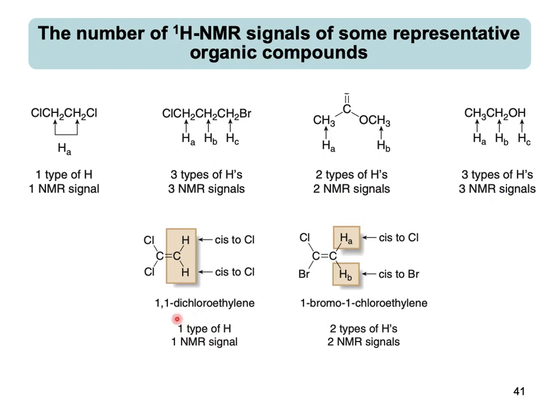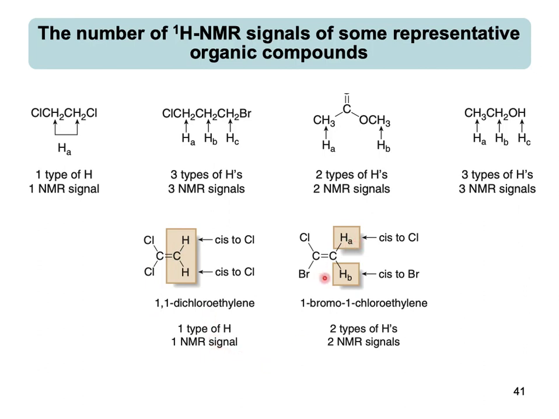In case of 1,1-dichloroethylene, two different protons or one? It has the same chemical environment, because adjacent carbon contains chloride, adjacent carbon contains chloride, but this carbon is only attached with the carbon with the same environment. That's why it has one NMR signal.